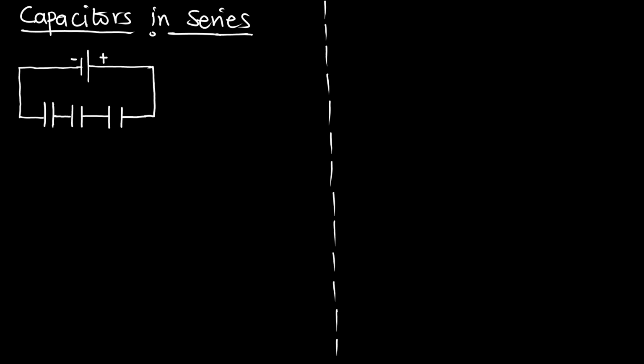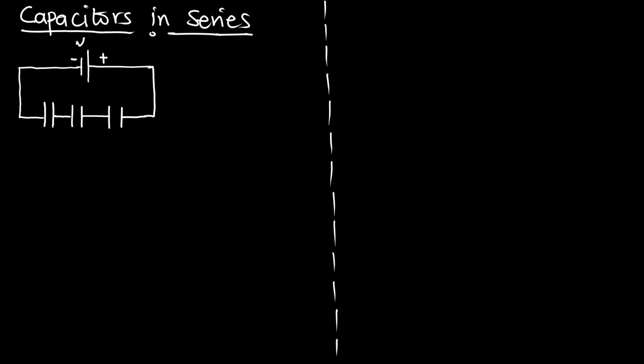In this episode, we are going to talk about capacitors in series. In the previous episode, we talked about how to find the equivalent capacitance for parallel arrangement. Here, we are going to talk about series arrangement. So, this is our circuit. This is our voltage source. Let's call it V. And we have our capacitors arranged in series.